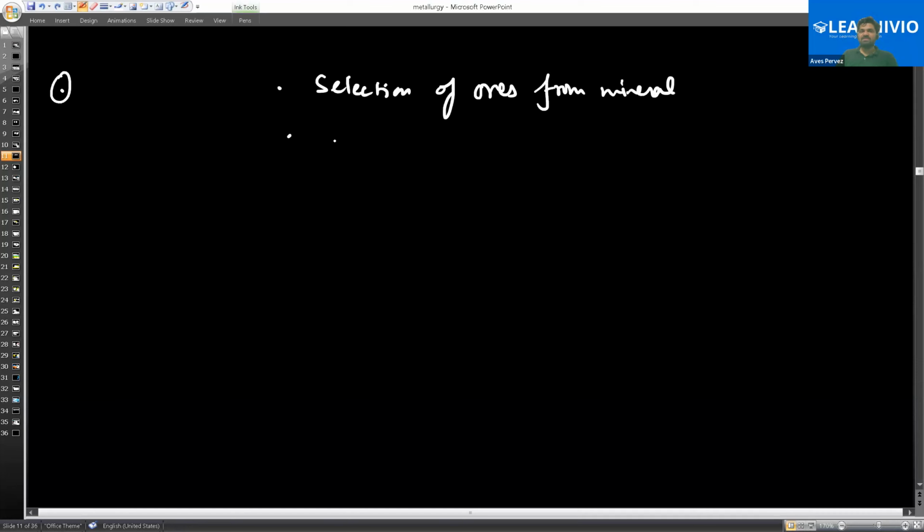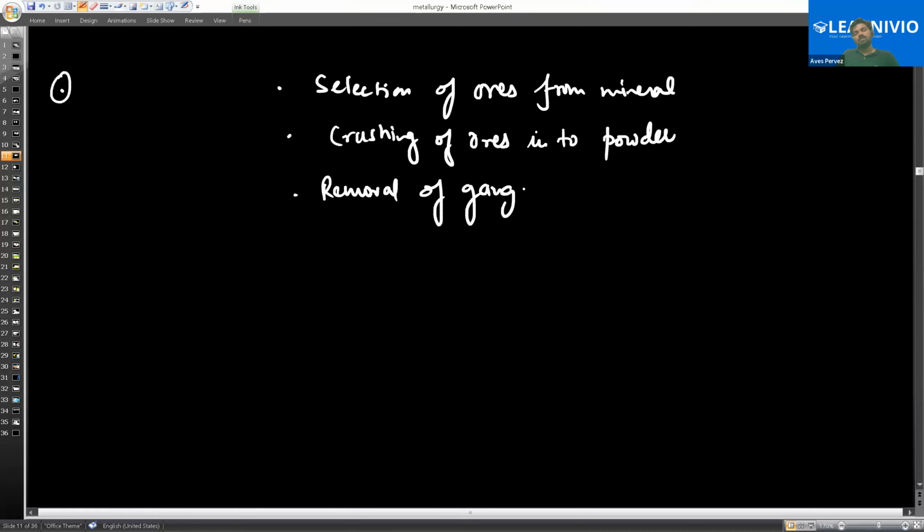Crushing or hammering means we just convert it into powder form. That is crushing of ores into powder. Then when we crush the ores, we extract the pure ores from it, and the sand impurities are removed. That is called removal of gangue, which we call impurities, or this is also called enrichment of ore.